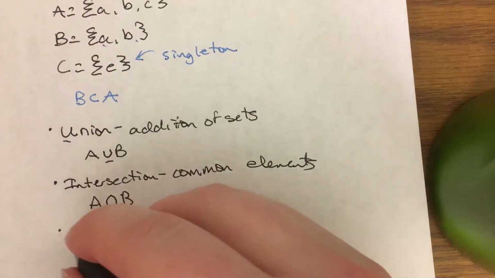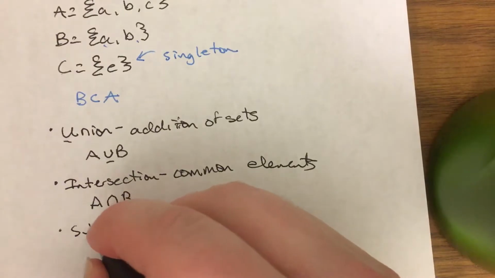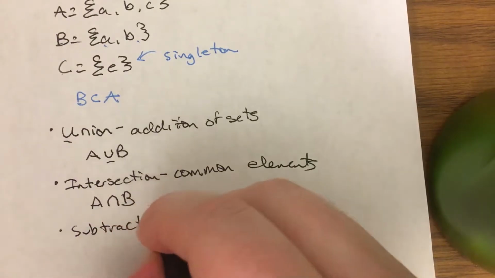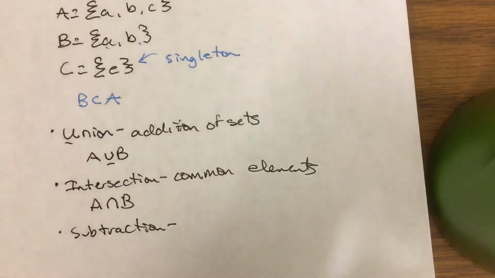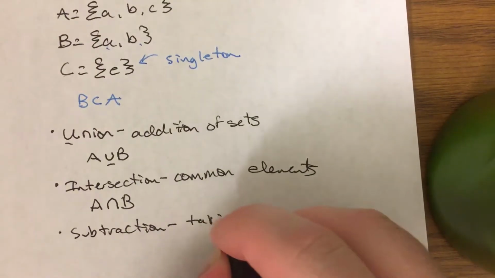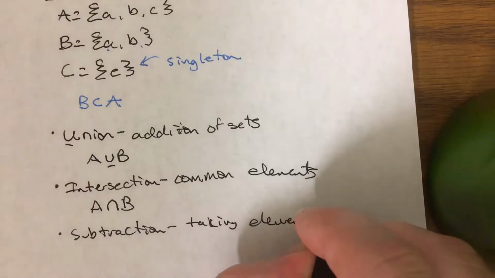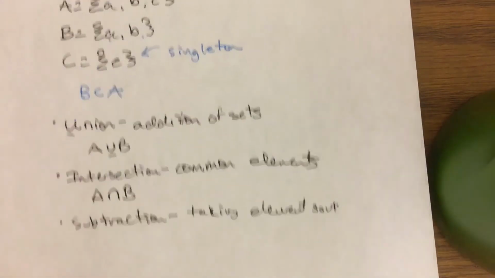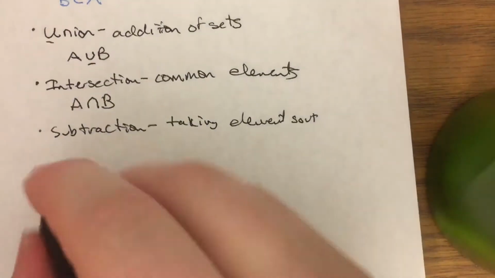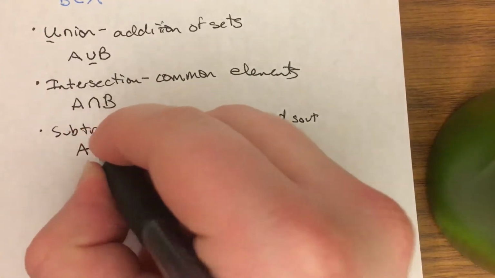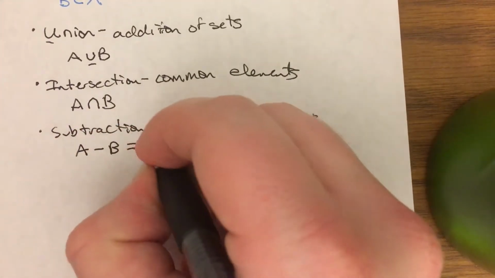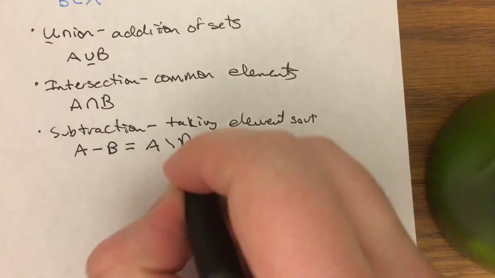Then we have subtraction, taking elements out. That's usually denoted either A minus B or A with a slash B.